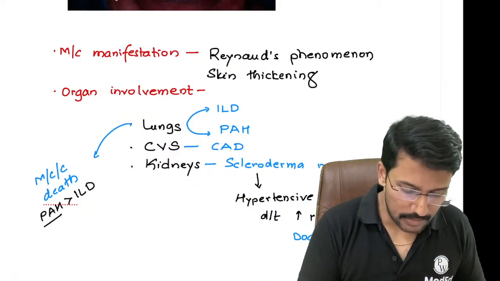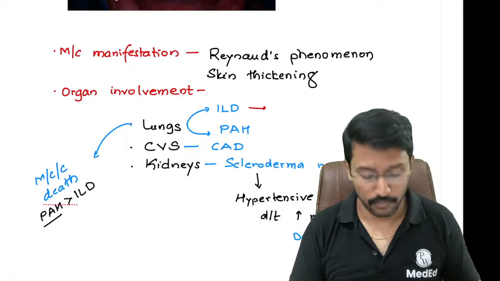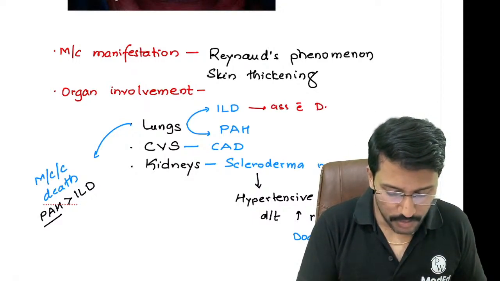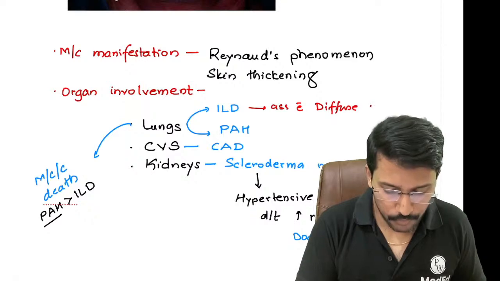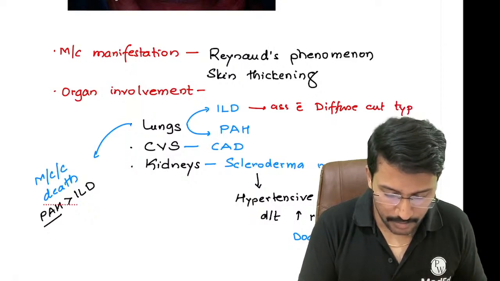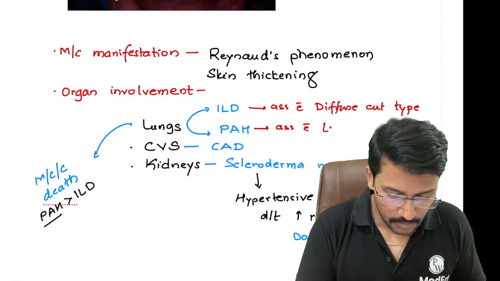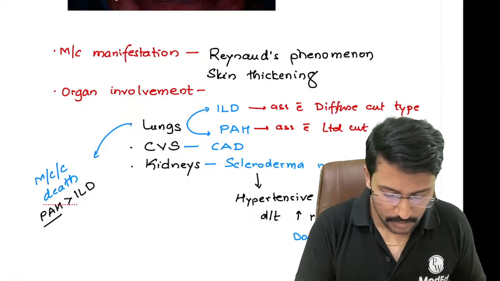The risk of interstitial lung disease is typically more in patients with diffuse cutaneous type. And pulmonary arterial hypertension is associated with limited cutaneous type.